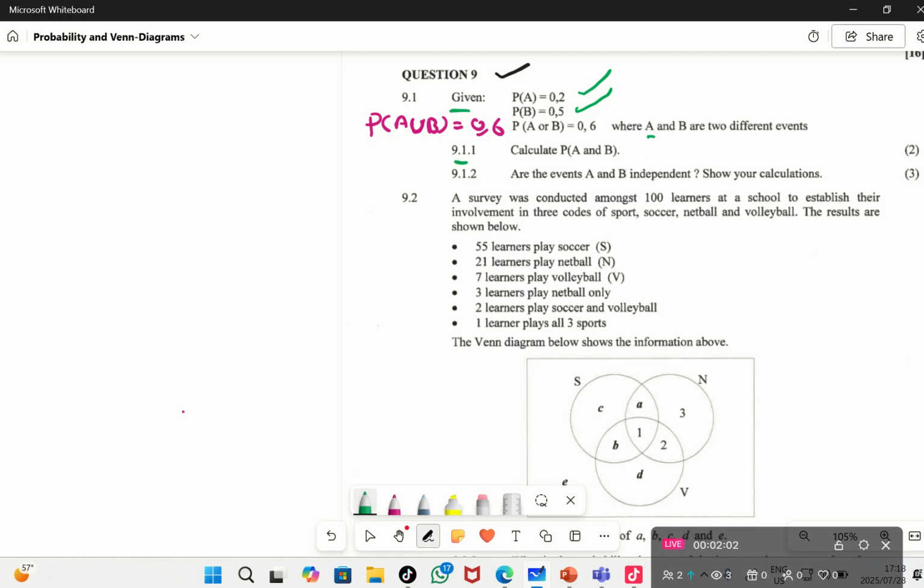Let's start with question 9.1.1. It says calculate the probability of A and B. Do you guys also agree with me that this can also be written as the probability of A, this symbol here, probability of B, like that? Are we happy with this? This and this is just one and the same thing. And mathematically it is written like so, or like so. Happy?